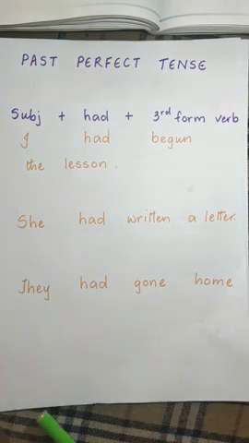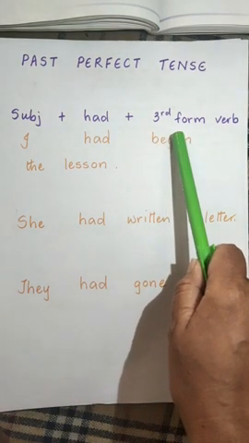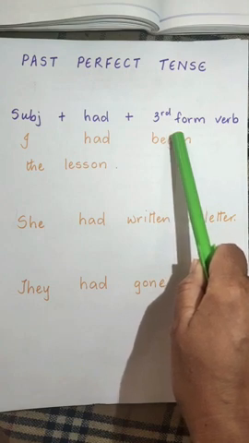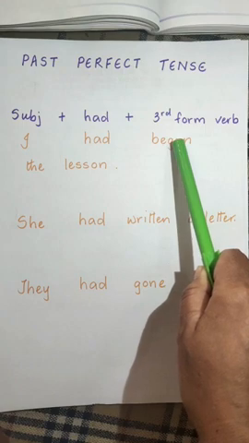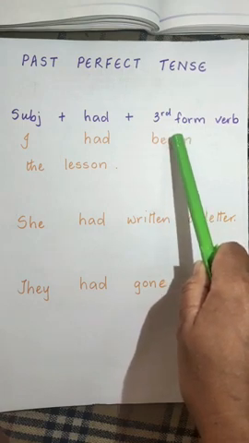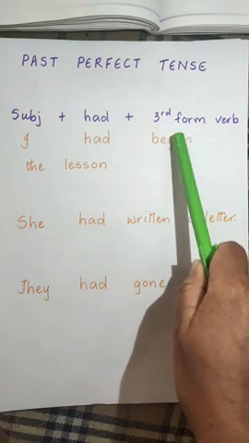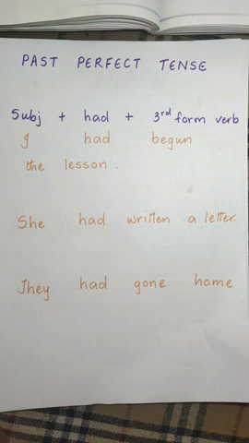Now, in the past perfect tense, we have to use the third form of the verb, all right? For example, first form sing, second form sang, and the third form is sung. So in the past perfect tense, we will use the sung form, the third form of the verb. So let's look at the examples I have written here.